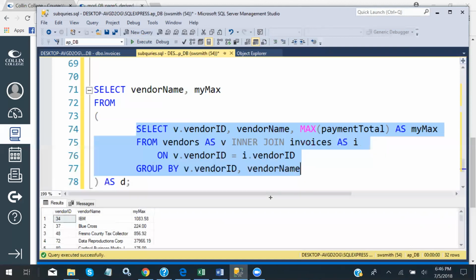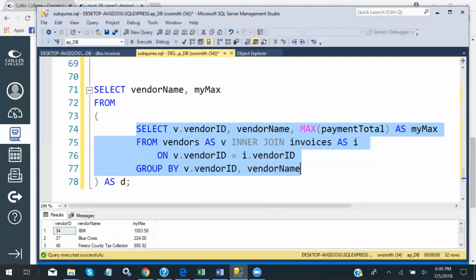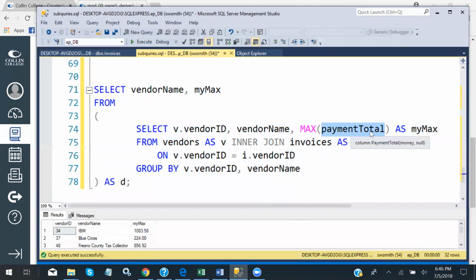Now this one has to have a table join in it. Why does it have to have a table join? Because the request is for the payment total. If all I needed was the vendor ID and vendor name, I wouldn't need a join, but this one asks for the payment total. Therefore, I have to have vendors and invoices. And since I have the max payment total, I have to group by vendor ID and vendor name. Vendor ID and vendor name are very likely unique, but whether they are or not, there probably won't be two vendor names that are the same, but if there were, they would definitely have different vendor IDs.